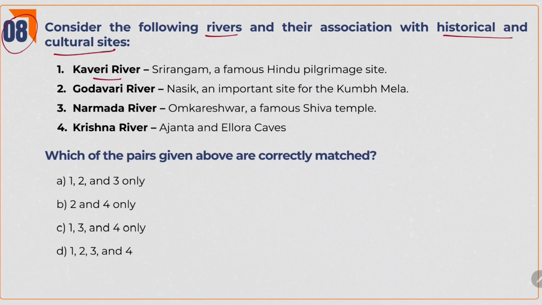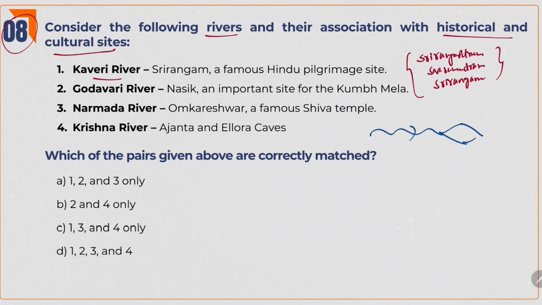I'll tell you exactly that question. The question is like, which river forms the islands of Srirangapatnam, Sivasamudram and Srirangam? Actually, the Kaveri river during its course of flow divides into 2 or more streams and again reunites after some place. This thing happens multiple times with respect to the Kaveri river. This place is called an island. So, all these are the islands along the Kaveri river. So, Srirangam is the famous Hindu pilgrimage site along the Kaveri river.